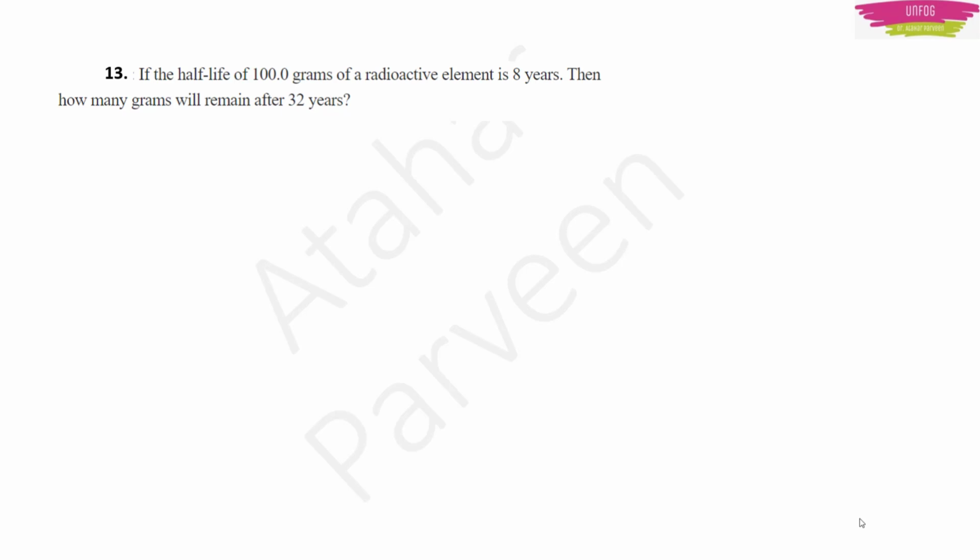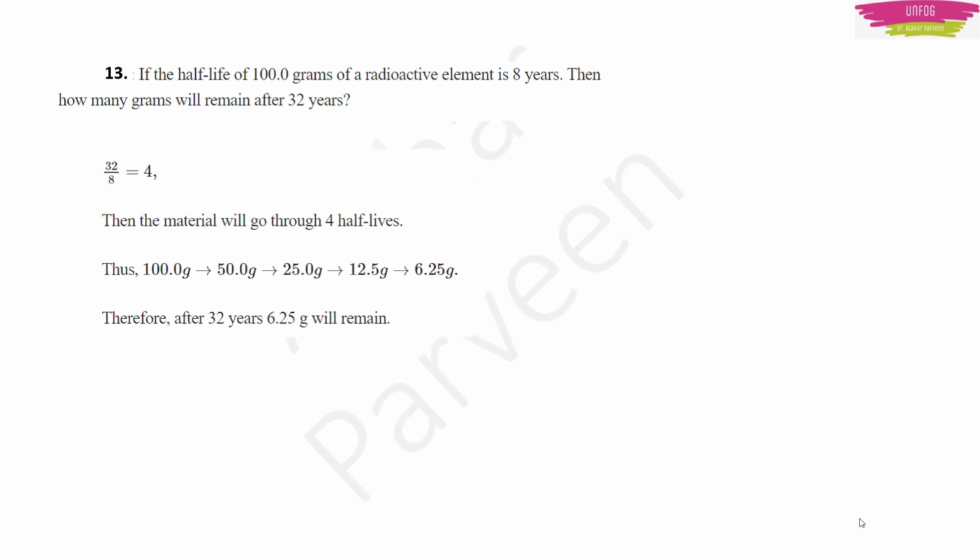Next question. If the half-life of 100 grams of a radioactive element is 8 years, then how many grams will remain after 32 years? Means half-life is 8 years. The final time they are asking is 32 years. With this you can find the number of half-lives. How will you find? You have to do 32 by 8. This will give you the number of half-lives. Then so many times you can divide it: half, half, half, half. Like that you can do. You will get the answer.